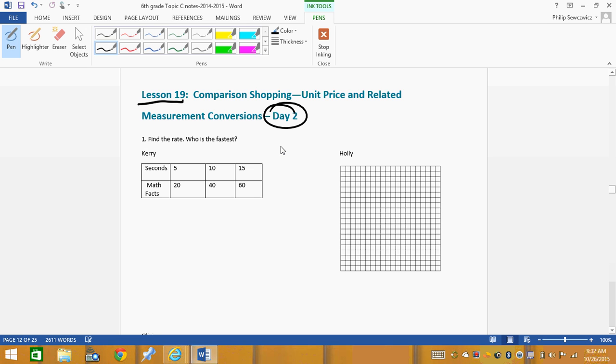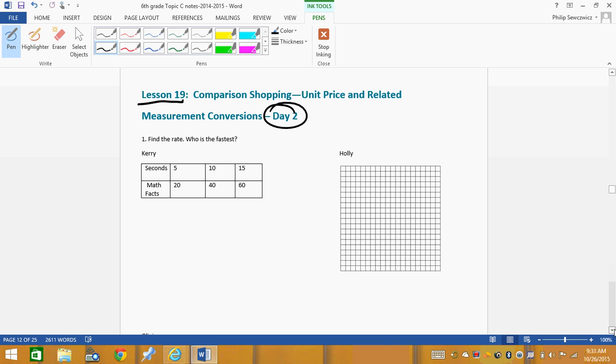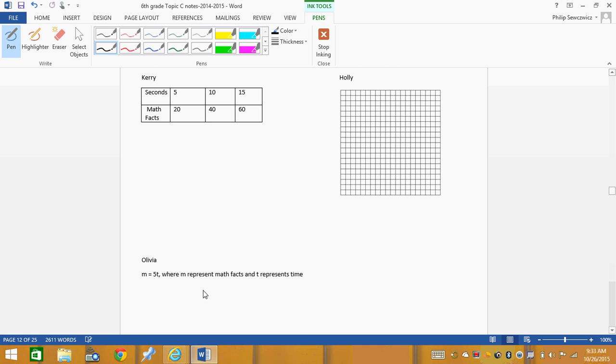All right, everyone, we are looking at lesson number 19, day 2. We're still going to be seeing our tables. We're still going to be seeing our graphs, which we will fill in a moment. But also who's new is our equations. And so we're going to see the connection between all 3 of these.